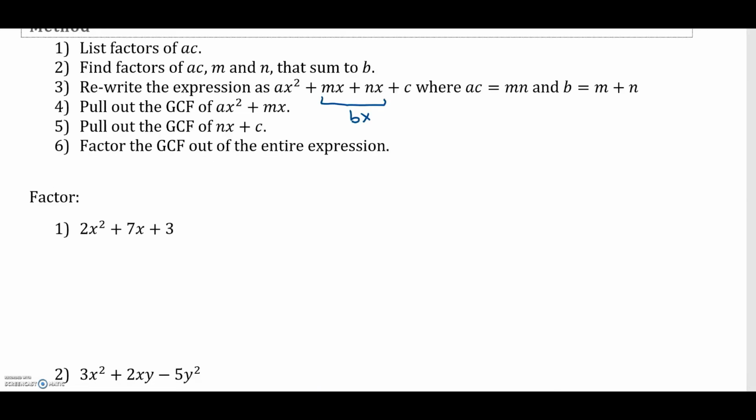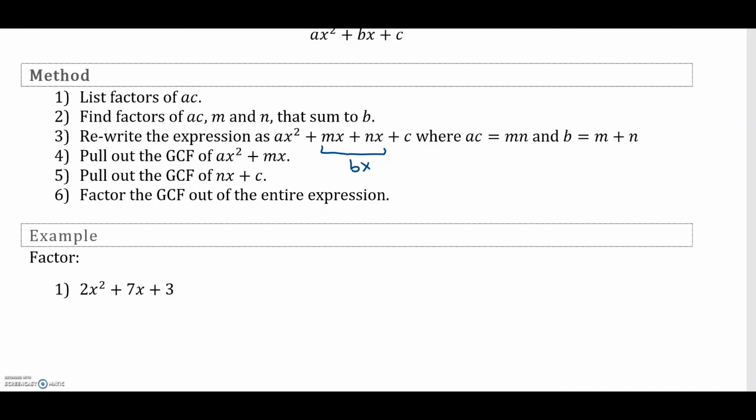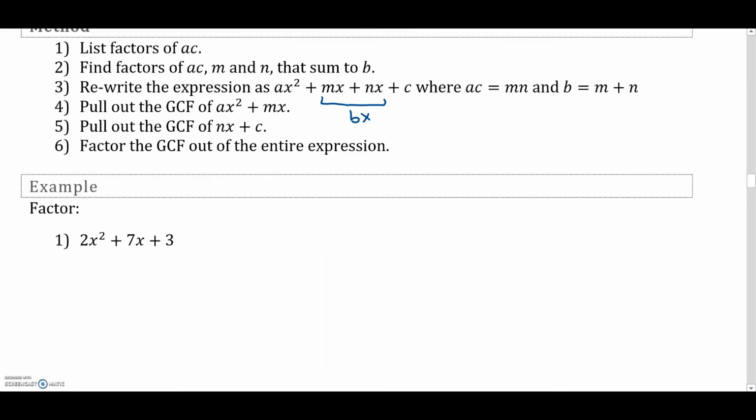Let's do some examples. In the first example, we have 2x squared plus 7x plus 3. From looking at this example, we can identify that a is equal to 2, b is equal to 7, and c is equal to 3. Therefore, a times c is equal to 6. In step 1, we want to find all pairings of numbers that multiply to 6.